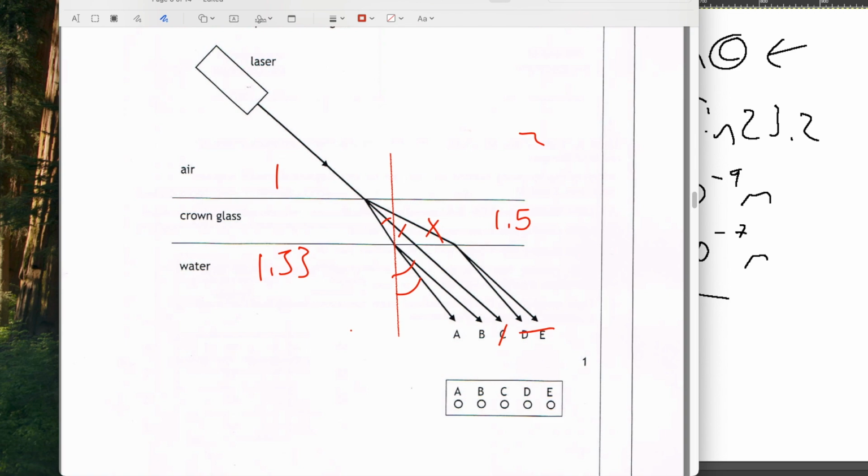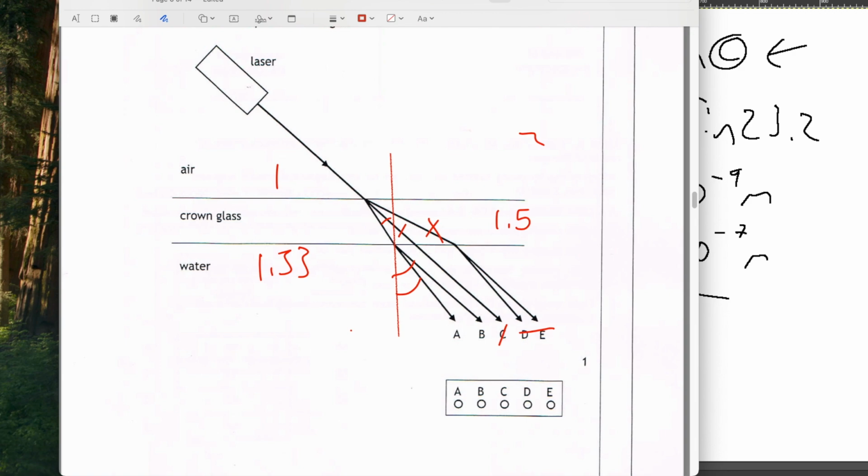I don't have a protractor, but I'm looking at this and I'm seeing that B's angle of refraction is bigger than A. So that means the difference between the refractive indices is bigger than A. But have a look at line B, folks. Line B is parallel to line C, which is the line going straight through.